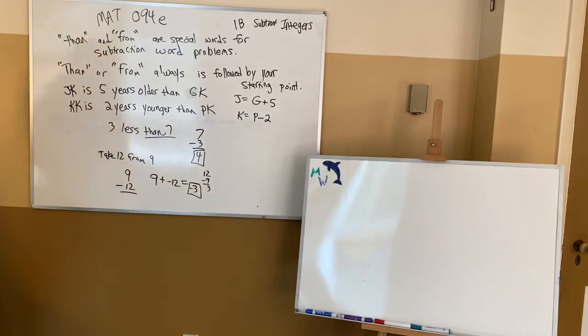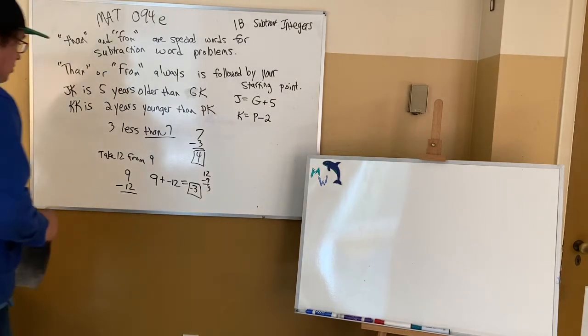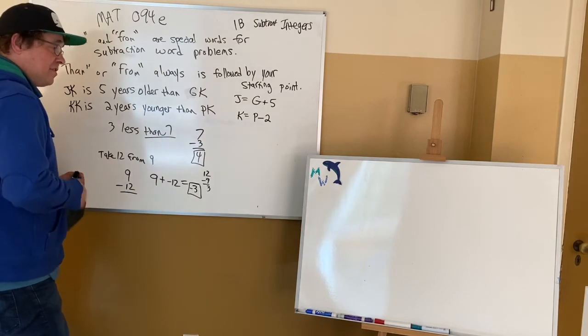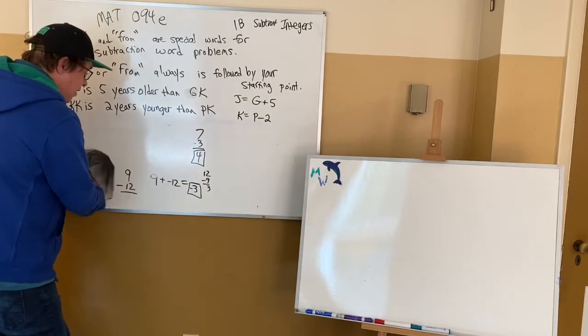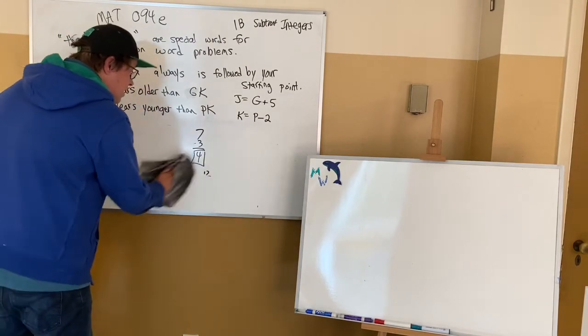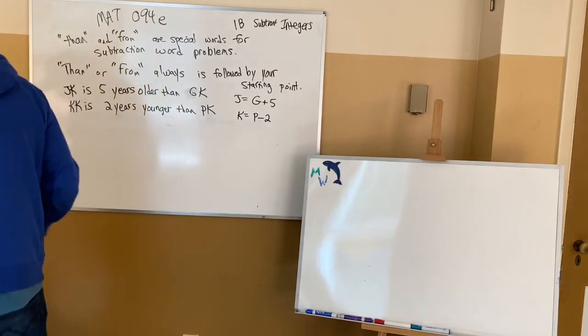So than and from are going to tell you your starting point. And it doesn't matter which is said first or second. Than or from tells you your starting point. So you can't just write the letters and numbers across and get it right. You'll get the negative signs wrong and such. So that's what's going on with than and from.